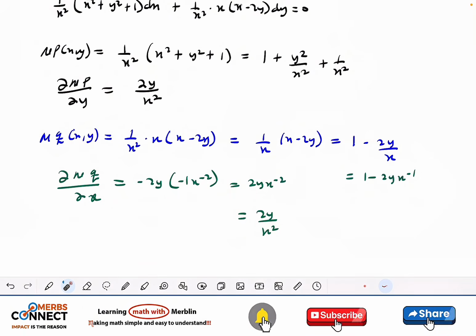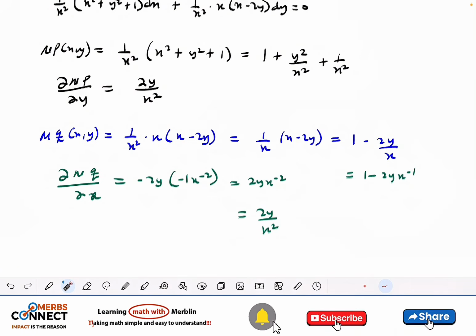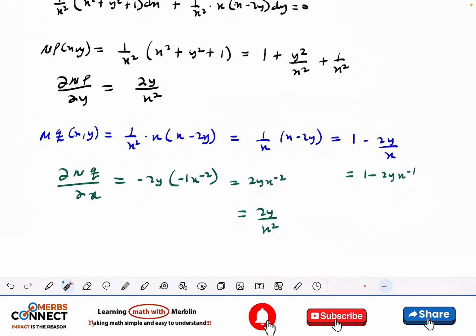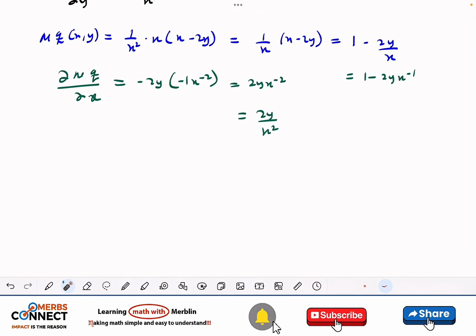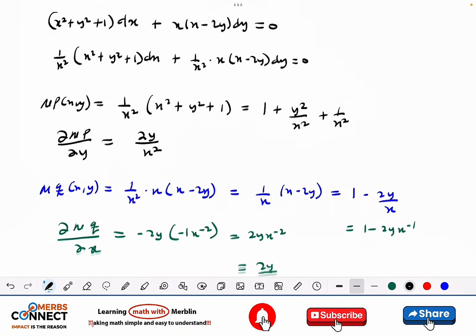So this is true. Now it indeed shows that 1 over x squared is the integrating factor, and this helps us to show that the differential equation becomes exact, and we can use the exact process to solve the function. So let's do this one. I'll give you one example to try. So let's see how we can get this.